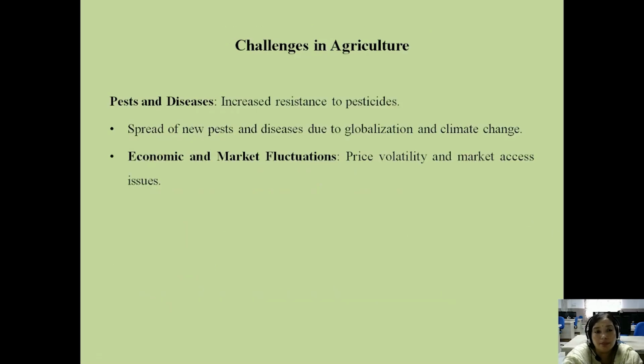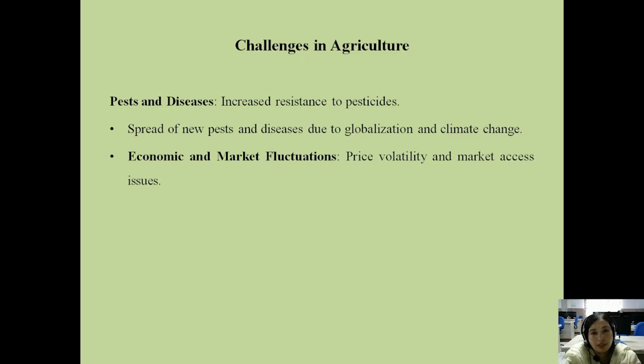Challenges in agriculture also include pests and diseases: increased resistance to pesticides and the spread of new pests and diseases due to globalization and climate change. Because of the spread of new pests and diseases due to globalization and changing climatic conditions in India and in the world, pests grow in the crops, and that leads to the application of chemicals for the pests and diseases.